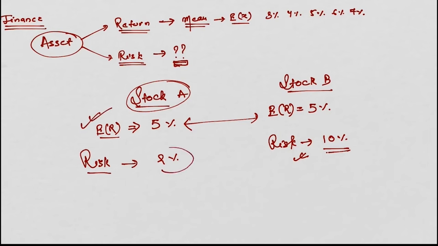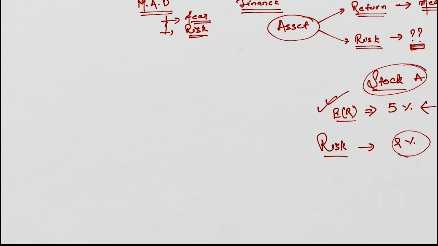Now where did this 2% come from, where did this 10% come from, this quantification we haven't discussed yet. But you should understand in the finance world the risk is very important, right? And mean absolute deviation does not respect the risk, the fear. And how that is, let's understand with the help of a pictorial example.